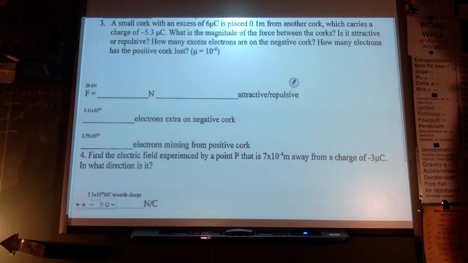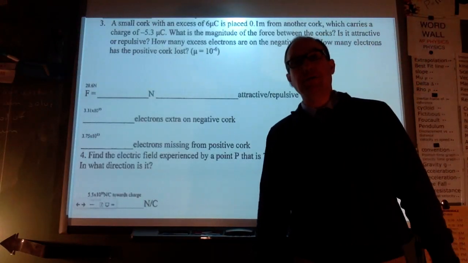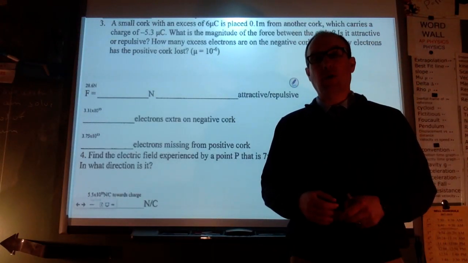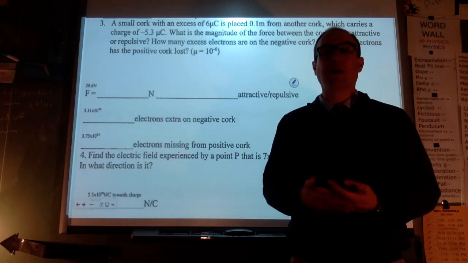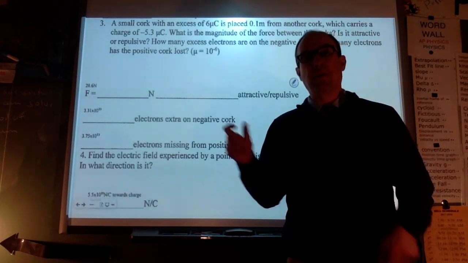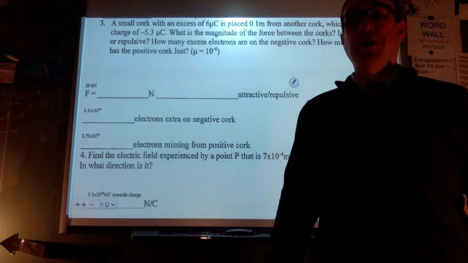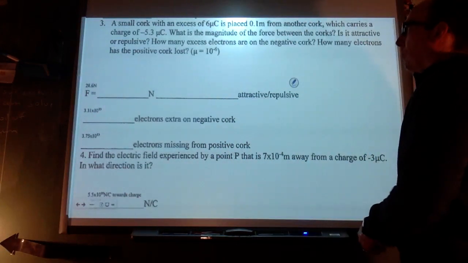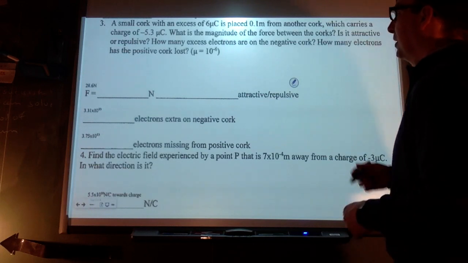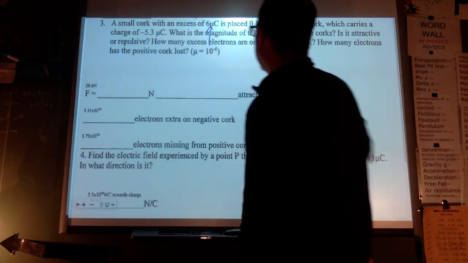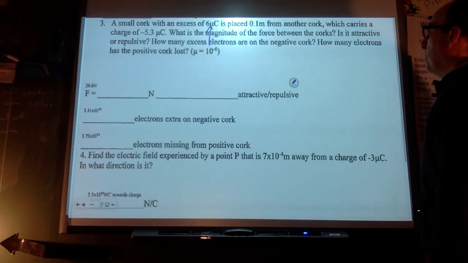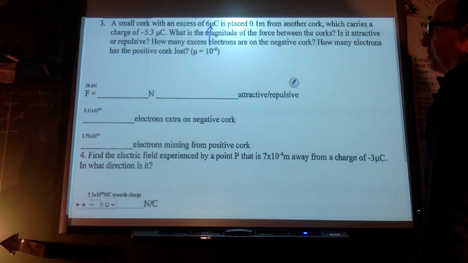All right, we can have elemental charges, which would be protons or electrons, or we can also have objects that have an amount of charge on them. And very often it's a quark, because that would be an insulator, or a pith ball, because that would be an insulator, and the charge on there will just stay. A small quark with an excess of 6 microcoulombs, so micro is 10 to the negative 6, is placed 1.1 meters from another quark, which carries a charge of negative 5.3 microcoulombs. What's the magnitude of force between the quarks?